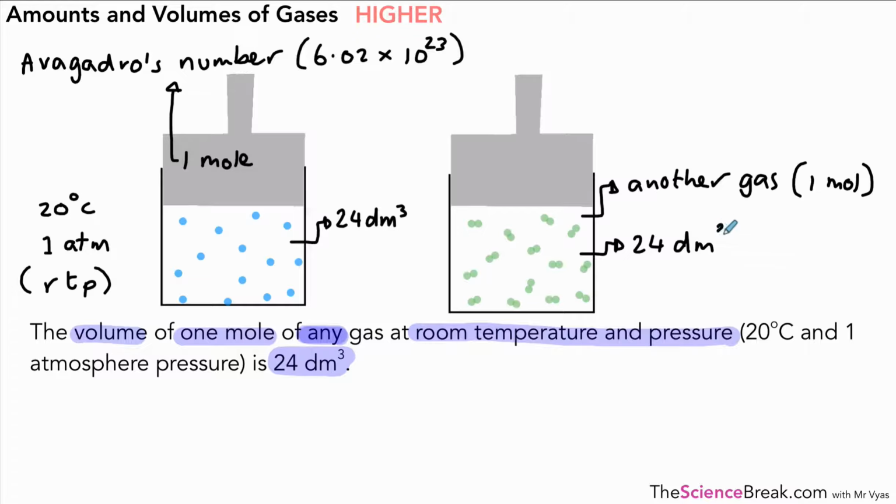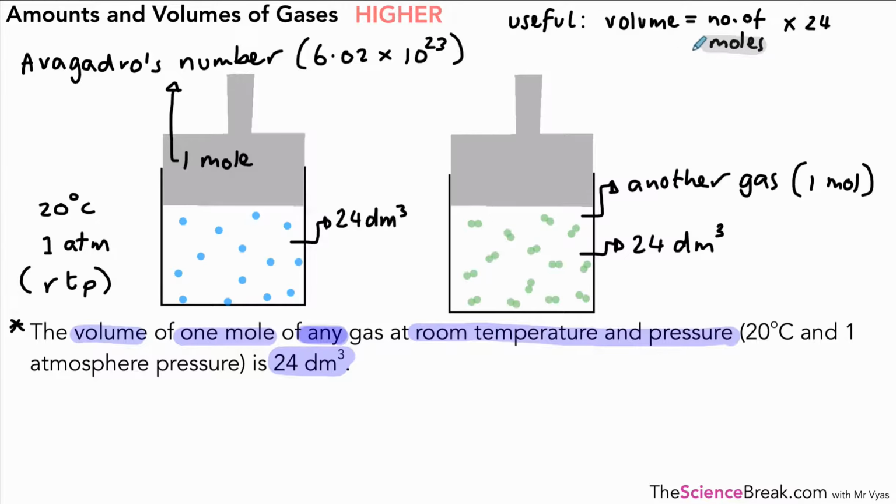We can just make a note of that: 24 decimeters cubed. This is the key thing that we need to remember, this sentence here, and we're going to use that to do various calculations for the chemistry course. What's going to be really useful is if we remember the following two equations. If we want to work out the volume of a gas, it's simply the number of moles of the gas multiplied by 24 decimeters cubed.